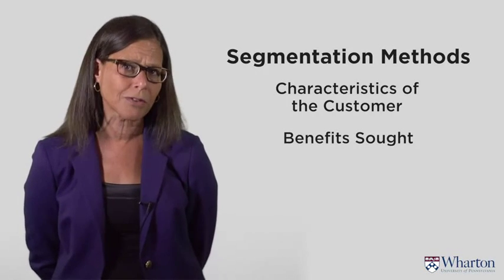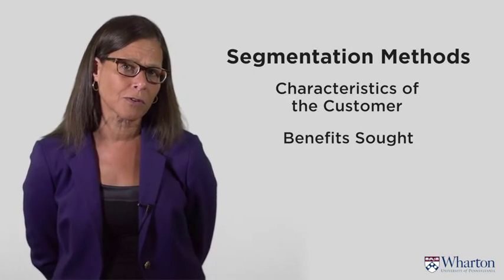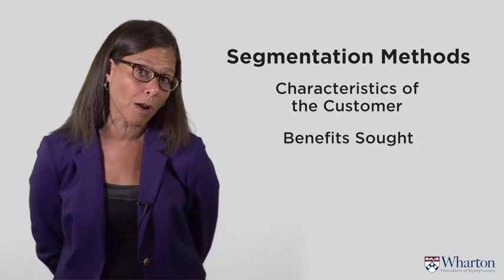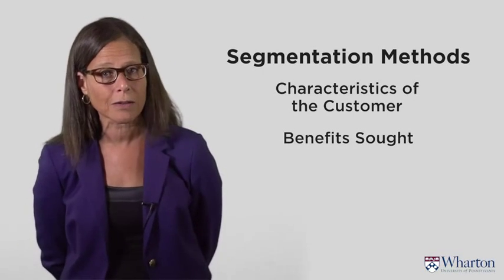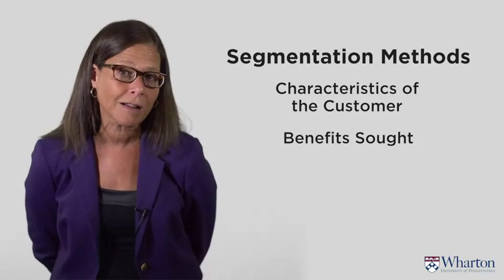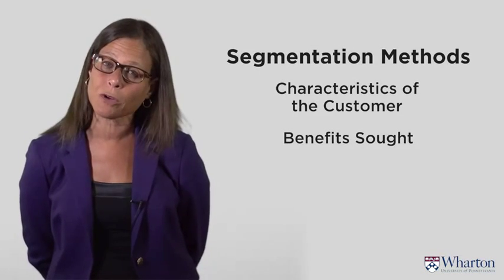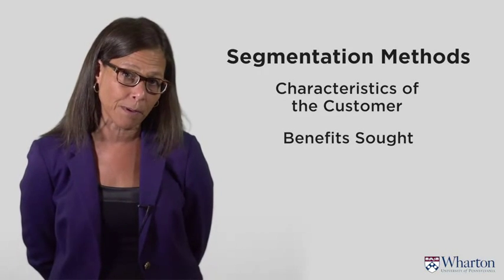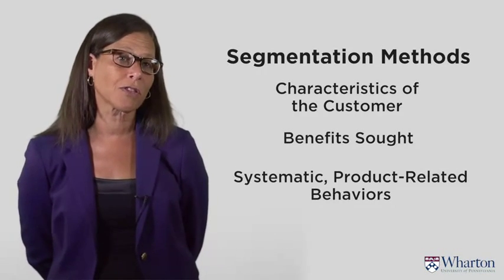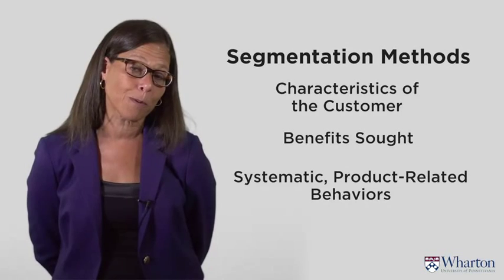Another one, though, which doesn't really focus on characteristics of the customer, says, well, people like different things in products. They focus on different benefits. So in running shoes, some people care about comfort, some people care about aesthetics, some people care about technology. And so it might make sense to segment the market on the benefits that people seek.